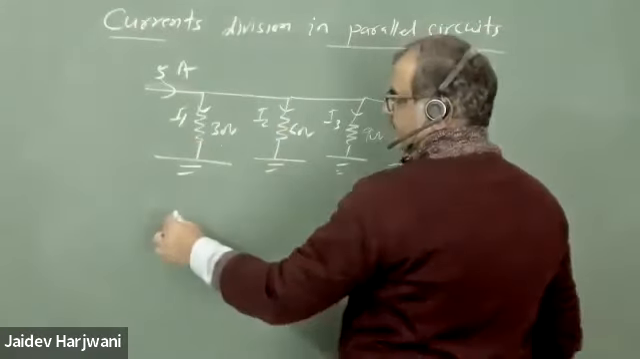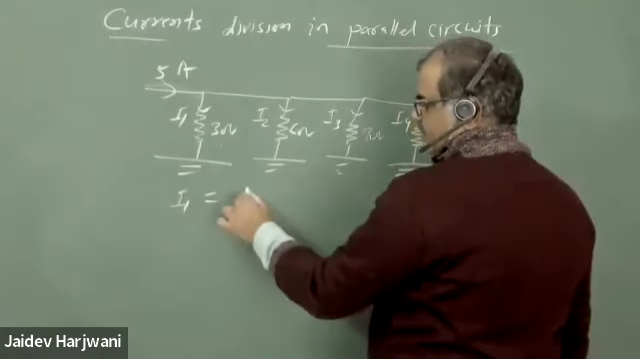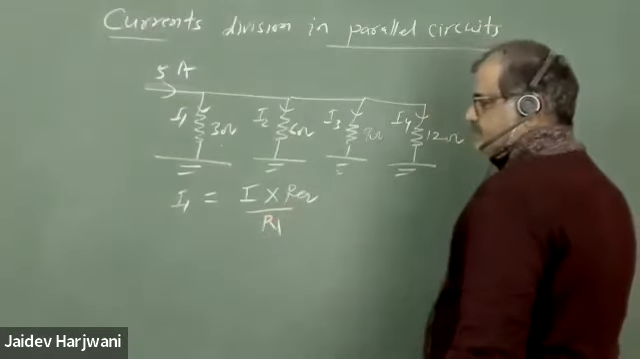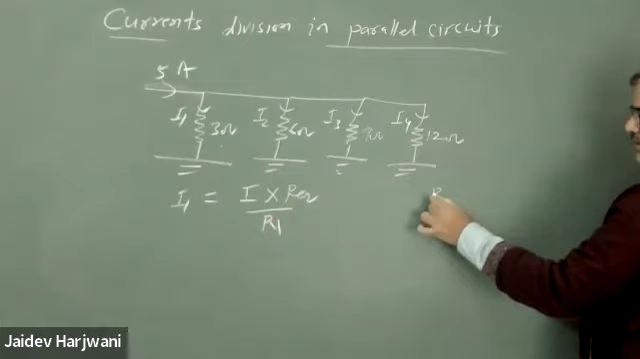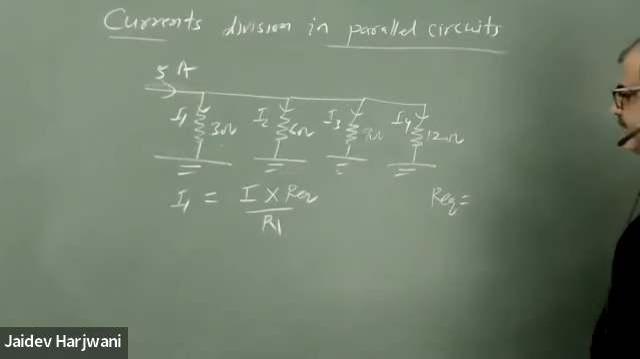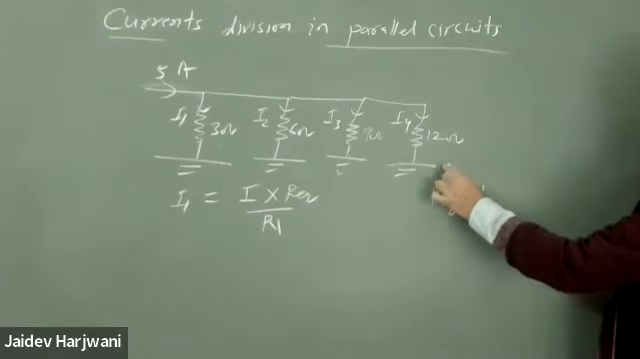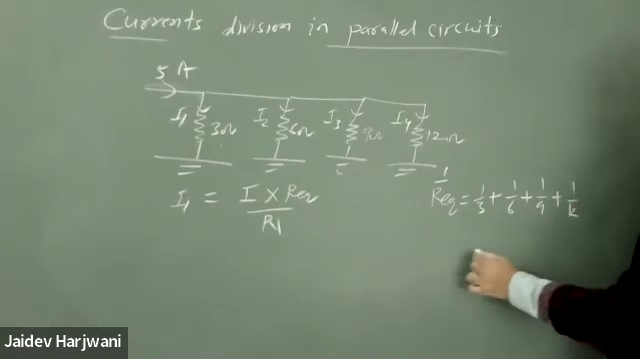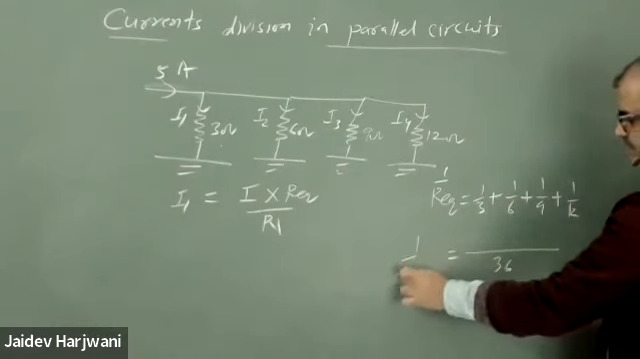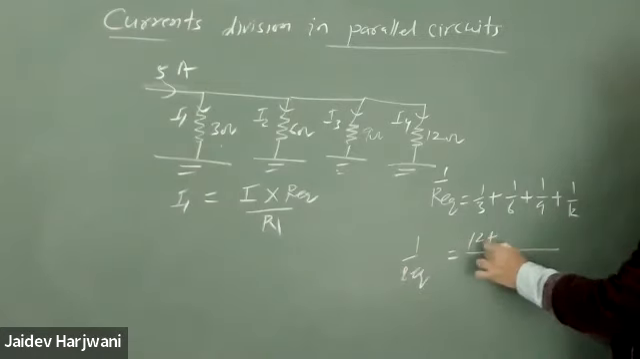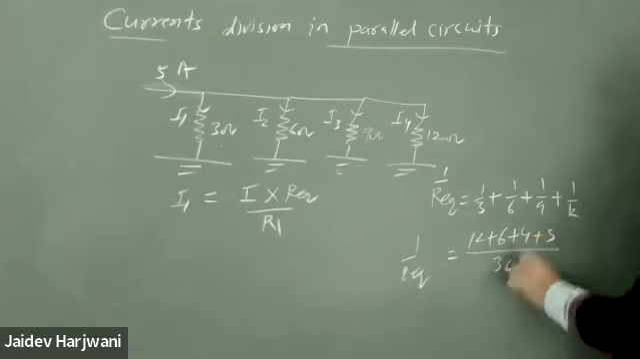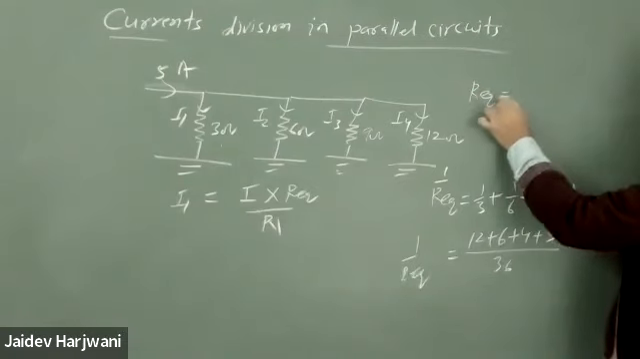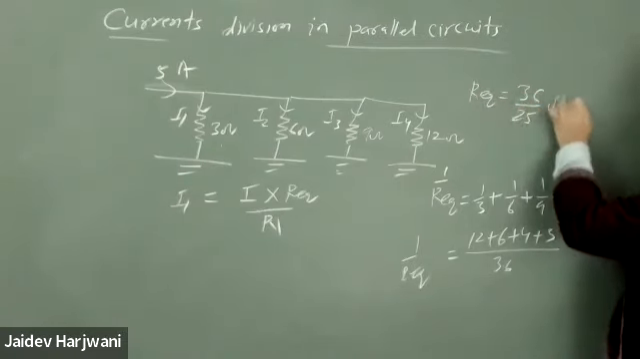You can simply write I1 is total current into R equivalent upon R1. So what is the R equivalent value here in the circuit? 1 by 3 plus 1 by 6 plus 1 by 9 plus 1 upon 12. If I take 36, 1 upon R equivalent, this will give me 12, this will give me 6, this will give me 4, this will give me 3. So 25 over 36, so my R equivalent is 36 by 25 ohm.